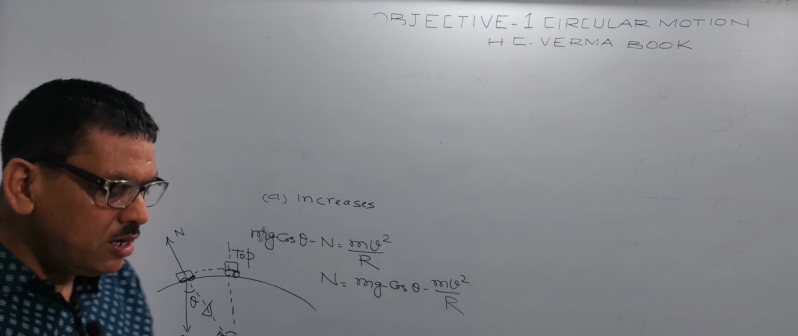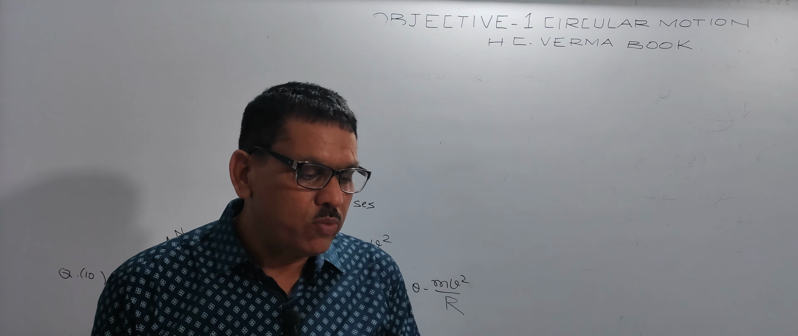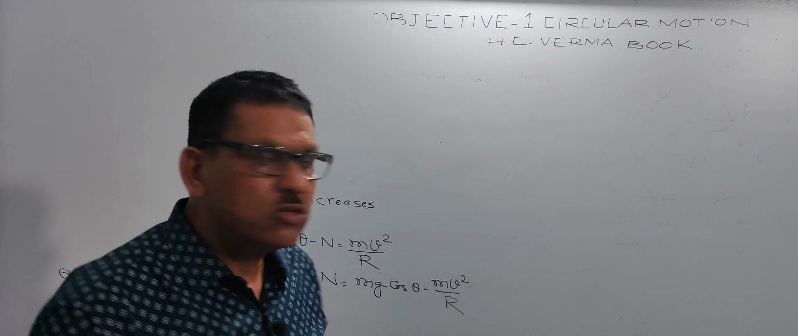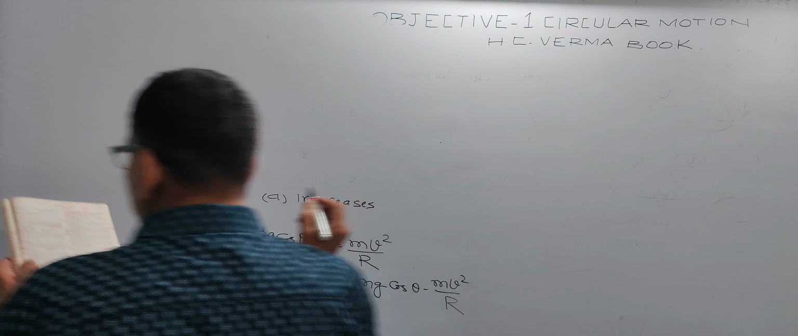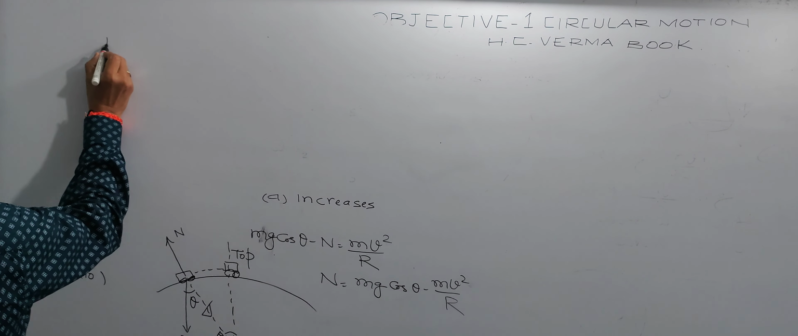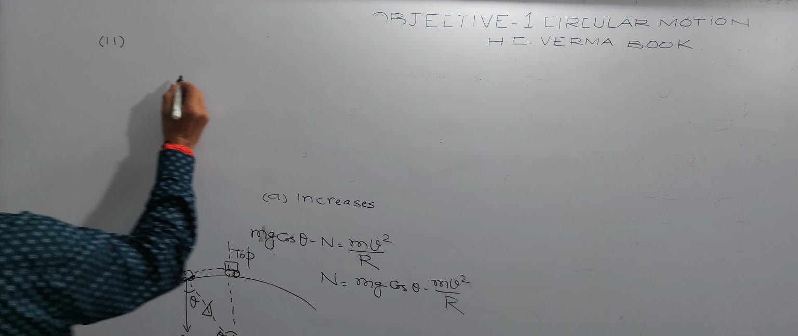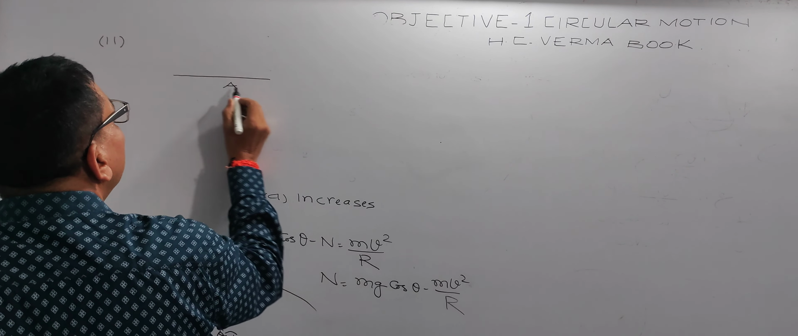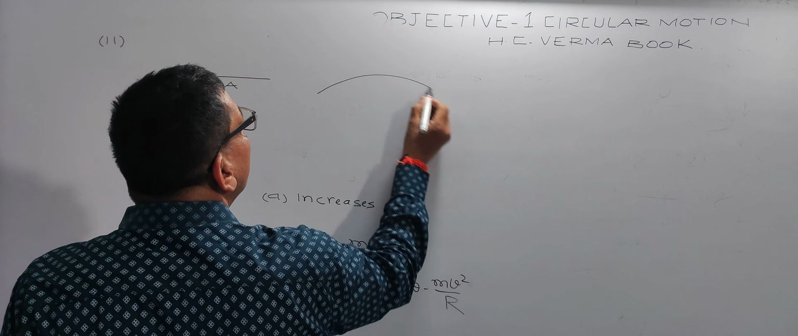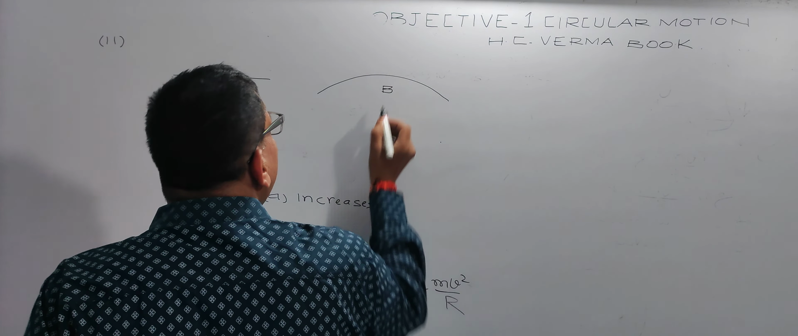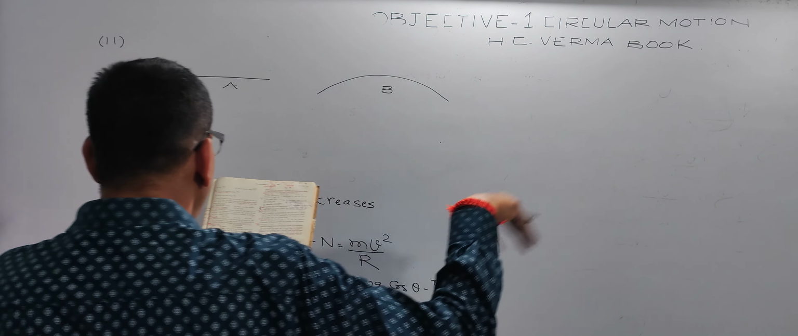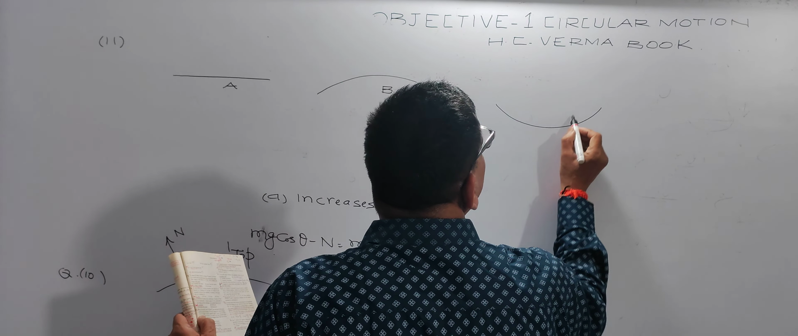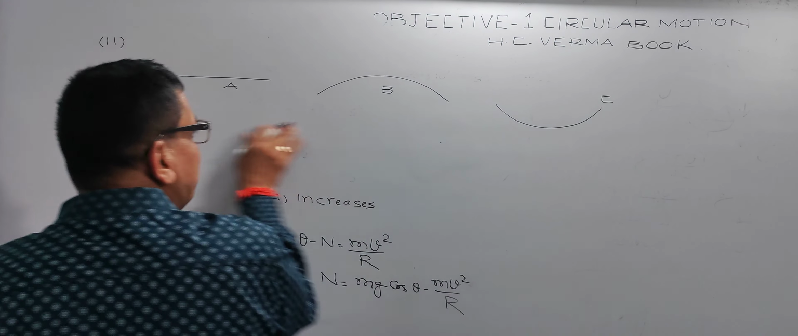Now the 11th question is: three identical cars A, B, C are moving at the same speed on three different roads. Car A on a plane, B on a convex upward. Now very interesting question. Question number 11. This is a level road. Let us take A as the level road. B is convex upward. This is B. And C goes concave upward. This is C, right? There are three types of bridges.